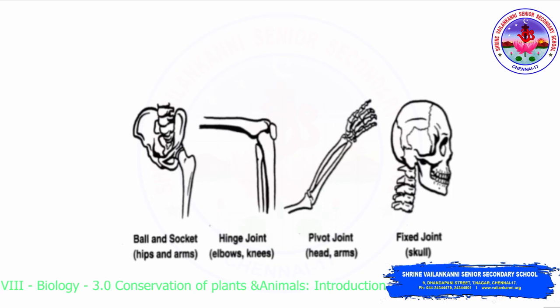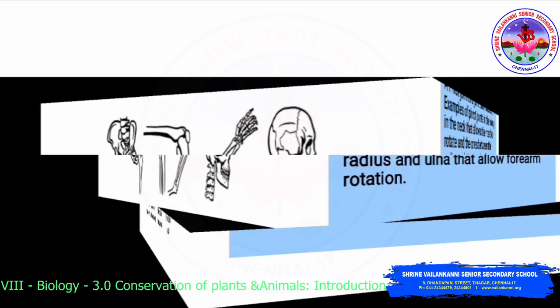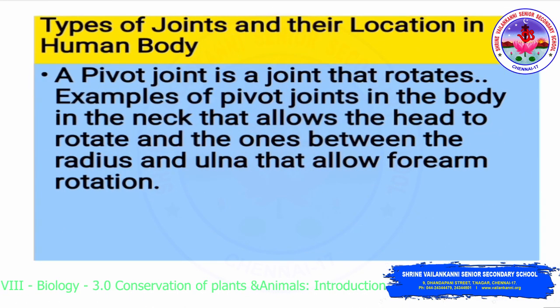In this picture you can see the types of joints: ball and socket, hinge joint, pivot joint, fixed joint. These we're going to discuss now. Types of joints and their location in the human body. First is pivot joint, a joint that rotates.